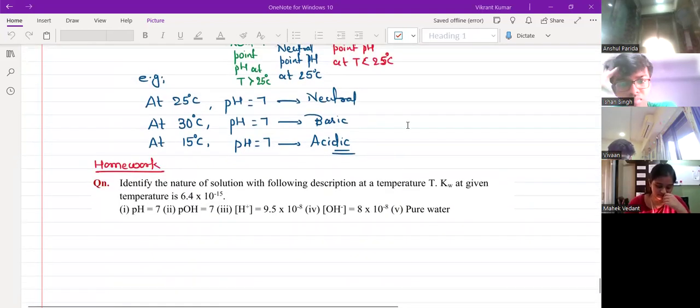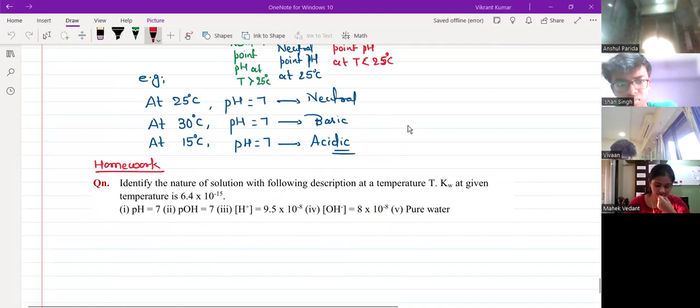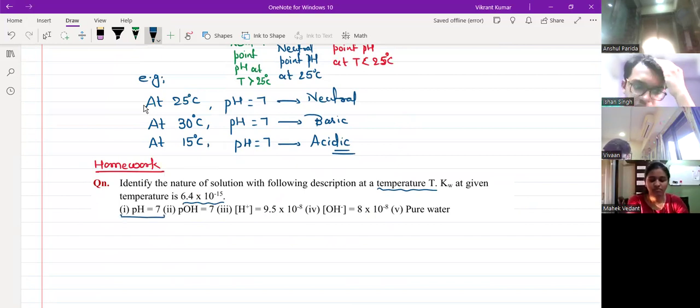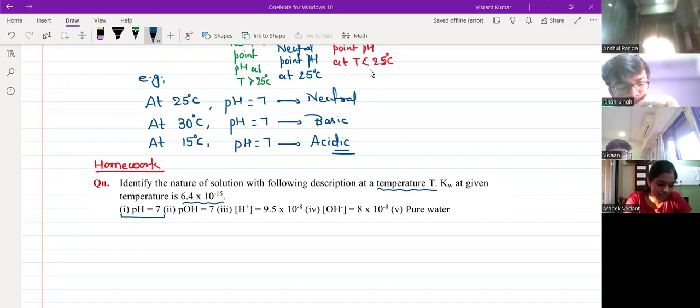And we had this question last time. Tell me the answer of the first question. If you see the first question, it is asking pH equals 7 under this given condition of temperature T where Kw value is this much. What will be the nature of solution which is having pH equals 7? Will it be neutral? Anyone? Okay, acidic. Let's see.